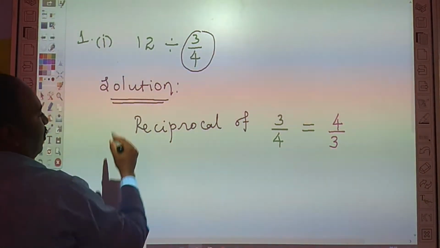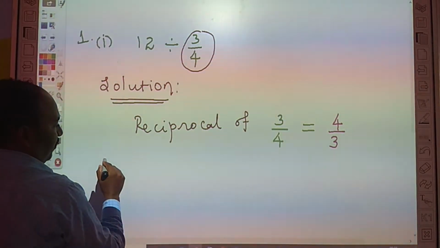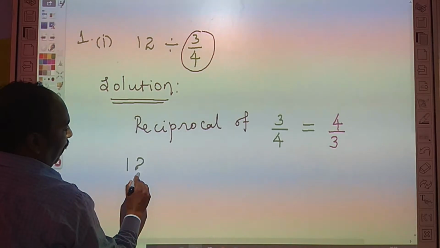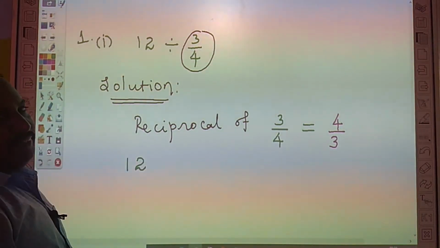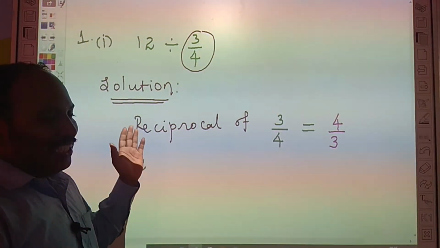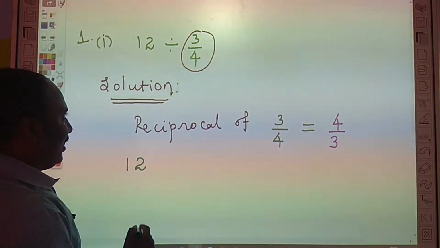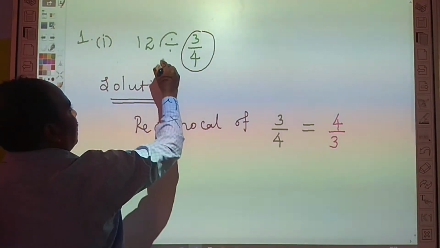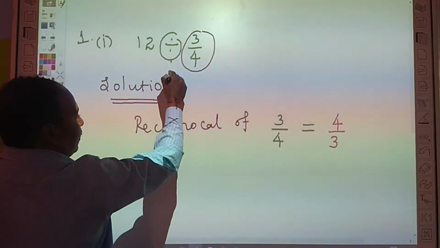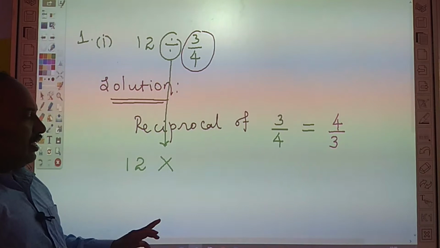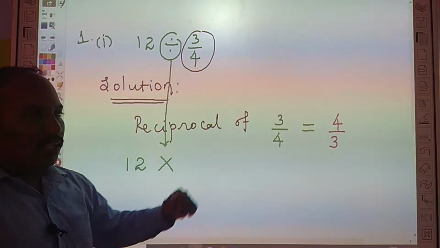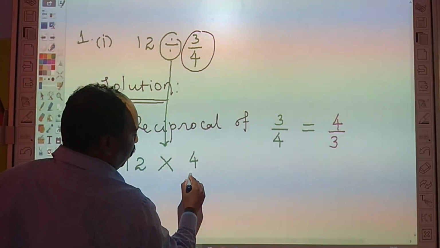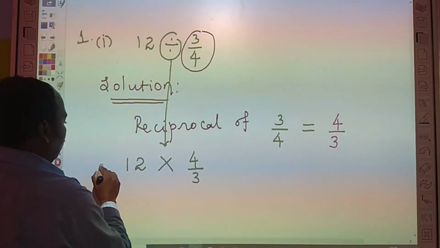The next one, the given number is 12. So 12 divided by, that means divide, convert to the multiplication. Listen here, divide, convert to the multiplication. 12 into our reciprocal part, which is 4 by 3.